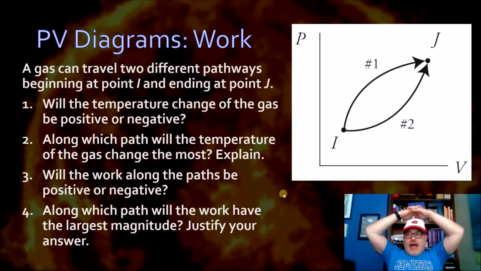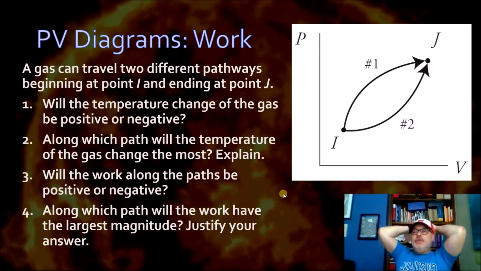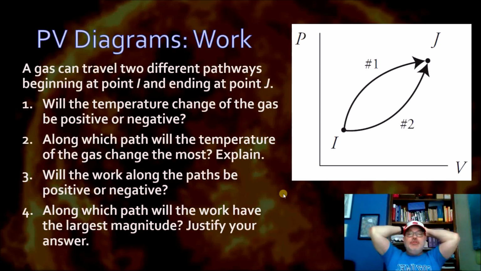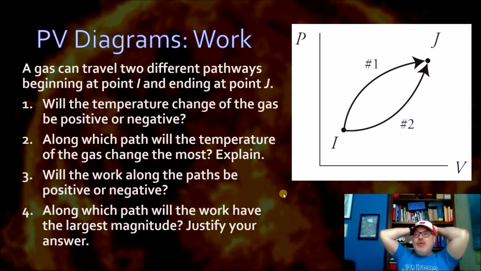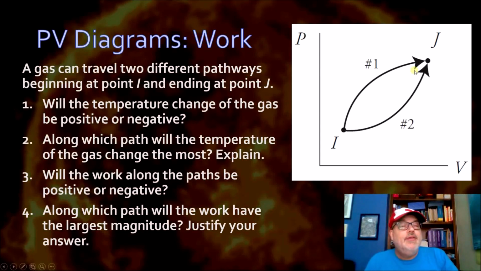A gas can travel two different pathways from point I to J. First question is, will the temperature change of the gases be positive or negative? So if you go along path 1, is that a positive or negative temperature change? Well, we're going up in P and V, so that's got to be a positive temperature change. And 2 must be a positive temperature change.